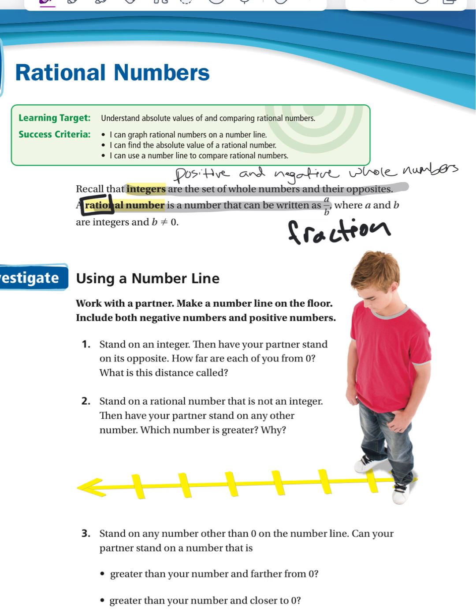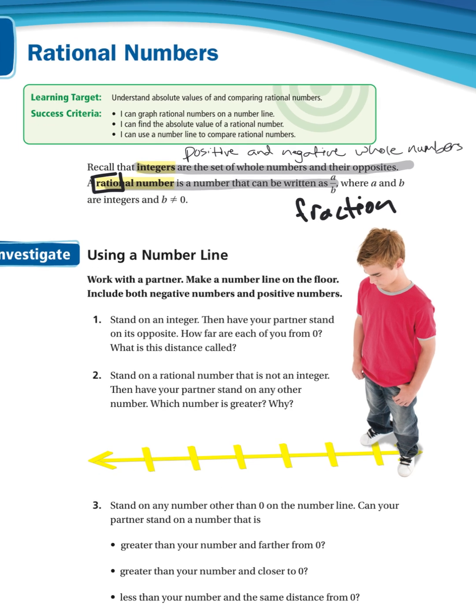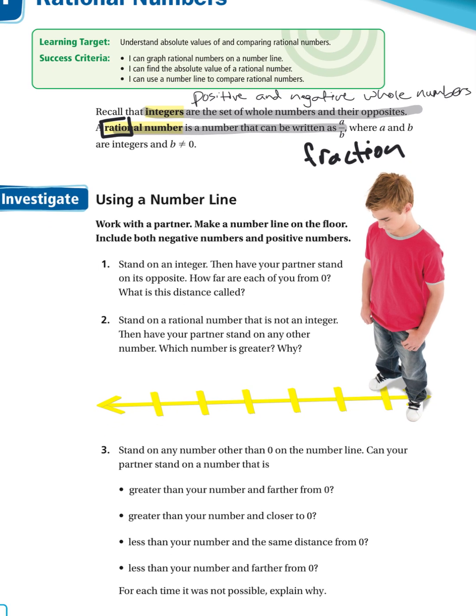All right, let's investigate this concept a little bit. Pretend we have a number line on the floor. On this number line are both positive and negative numbers. If you were to stand on an integer and then someone else stood on the opposite, so say you're standing at 1 and your partner then stands on negative 1, how far are each of you from 0? You would both be exactly 1 unit from 0. Now, we're going to learn on the next page that this distance is actually called absolute value. For now, I want you to notice that opposites have the same distance from 0.